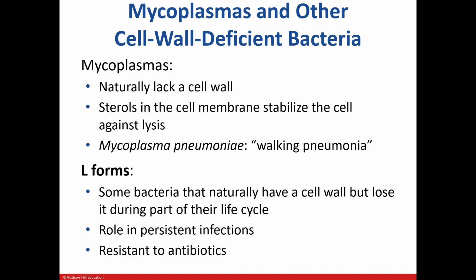L forms are those that once had a cell wall, but for unknown reasons lost it. These guys are responsible for persistent infections and tend to be resistant to antibiotics, particularly those that target cell walls.